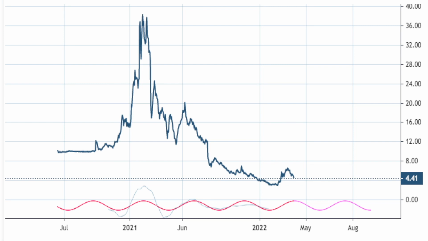Hey guys, today is April the 9th of 2022, and I want to go over AppHarvest using cycle analysis, Elliott Wave, and other techniques to see what the chart is telling us. So without any further delay, let's get into it.